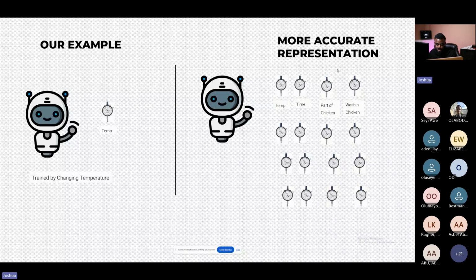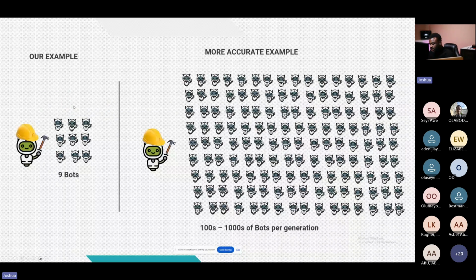It will continue going. Again, a similar thing with the builder bot. In our example, he builds just 9 bots, but in a true accurate model, you will have hundreds, maybe thousands of bots per generation, because this scale of 9 is just too small to achieve a result. Because we had just one variable, temperature, yeah, maybe we will get our answer after a while. But if you're trying to teach deeper things, 9 bots is just not enough. So we'll have hundreds, maybe thousands of bots per generation.